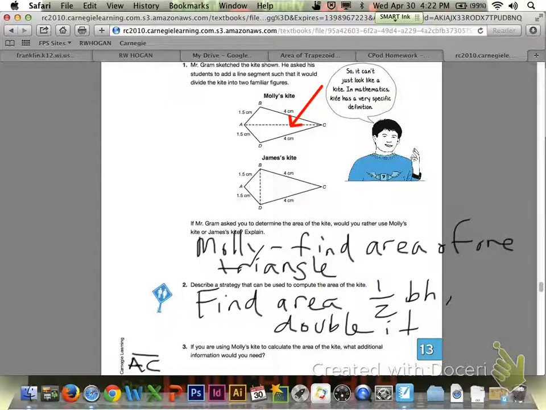If you are using Molly's kite to calculate the area of the kite, what additional information would you need? That's what they're asking you in number 3. The first thing you would need to know is the length of base AC, and I have that arrowed up at the top in Molly's kite. You would need to know the distance from point B to point D, marked in red. Or finally, you would need to know the distance from point B to line segment AC, that is marked in red.